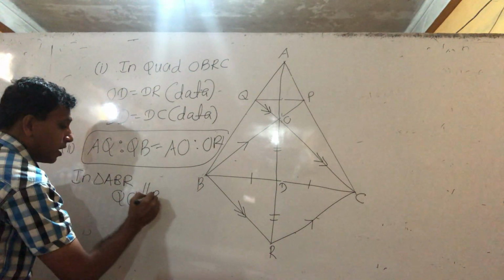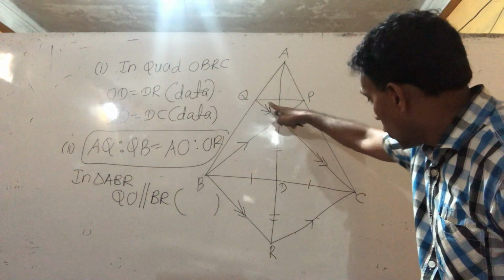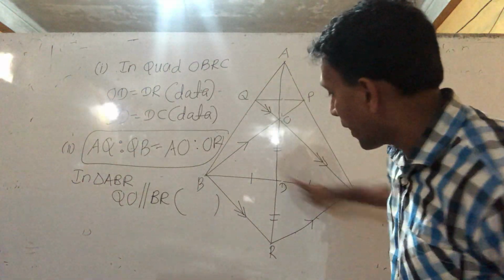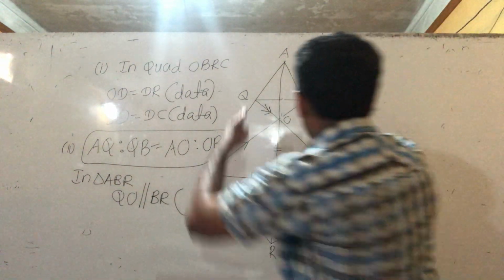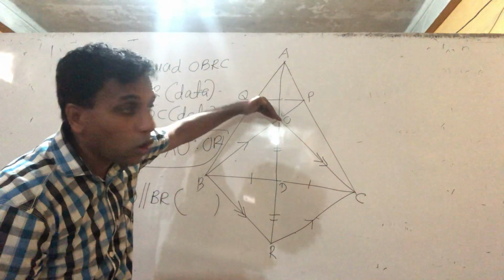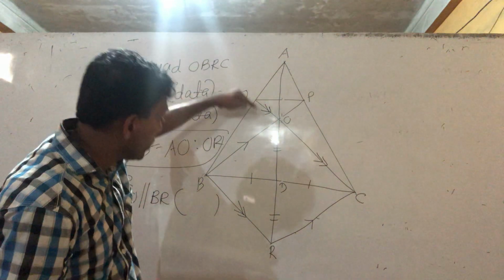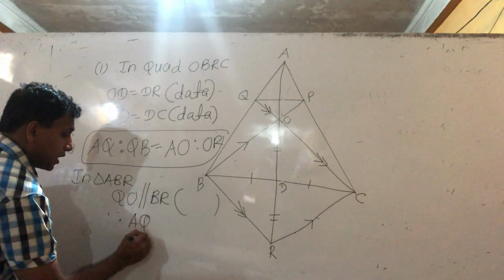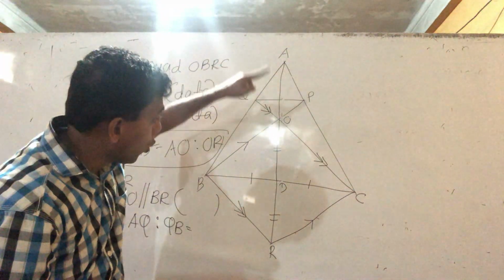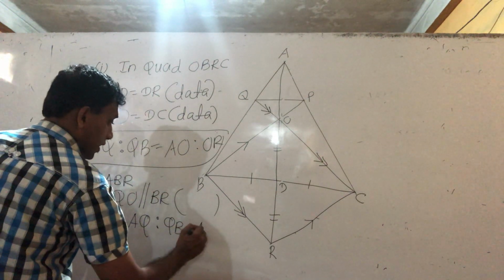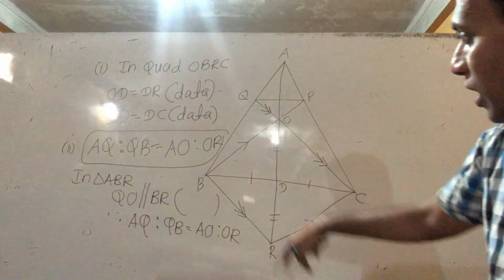QO parallel to BR. So if you want, you can write within brackets because of the parallelogram. OC parallel to BR, right? OC means QO, QC, all the same straight line. Therefore, this parallel. So think only this triangle. What we learn in a triangle: a line drawn parallel to one side divides the other two sides proportionally. Therefore, AQ is to QB equal AO is to OR. That's the second part.